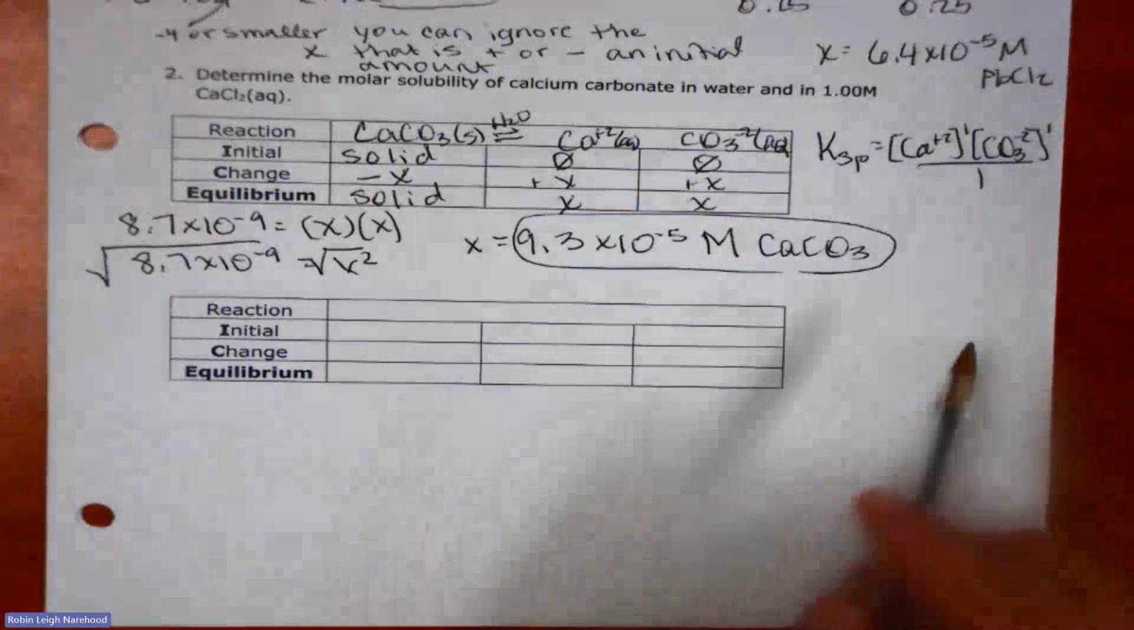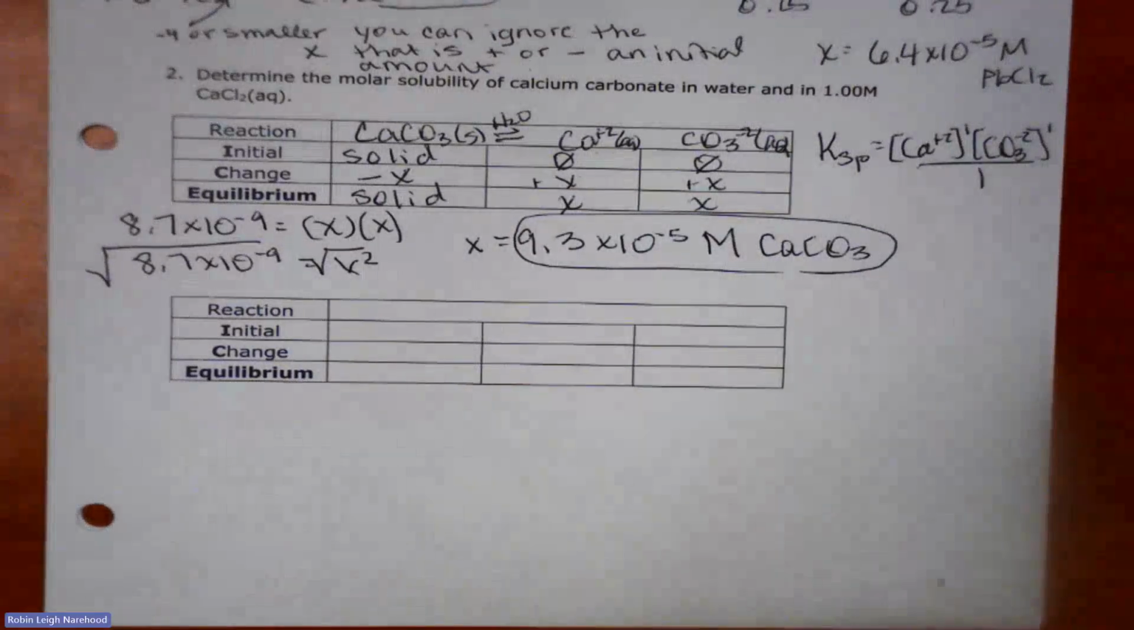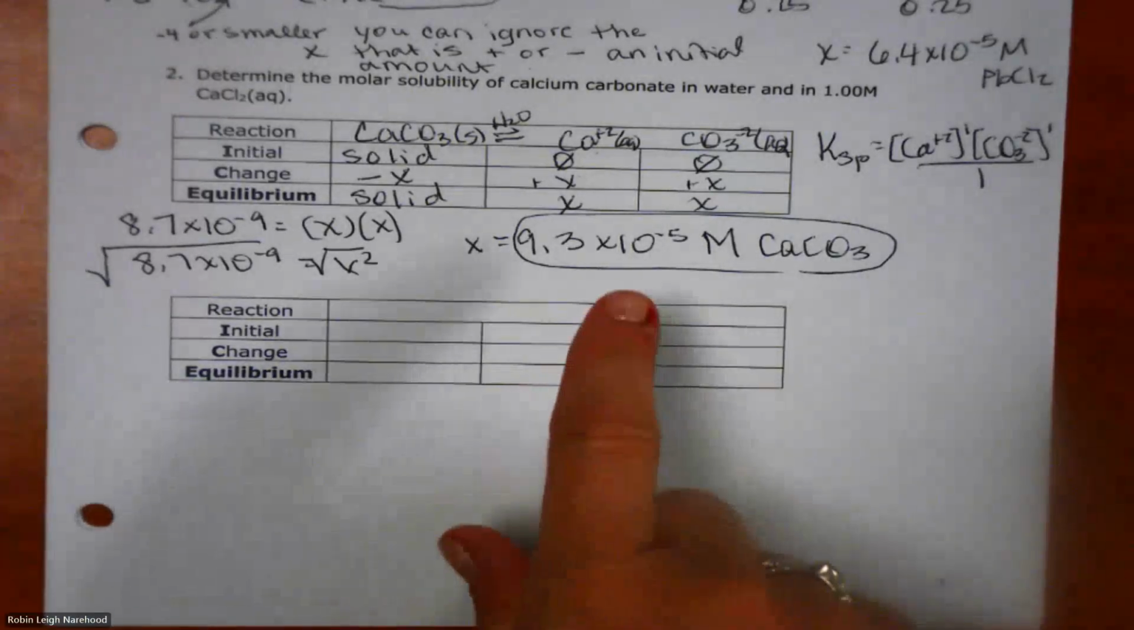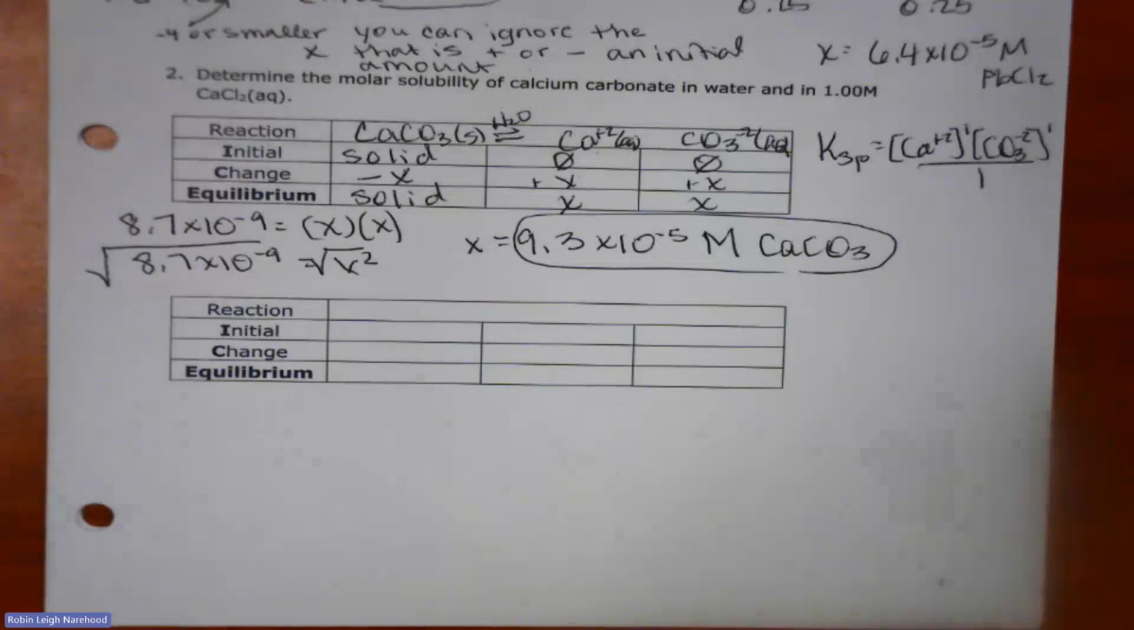And this is called molar solubility because it's the molarity. If you took away the word molar, it would be just solubility, and that would be grams. And so we would have to convert moles to grams, and then that would be the solubility, which you would just multiply by its molar mass to get.